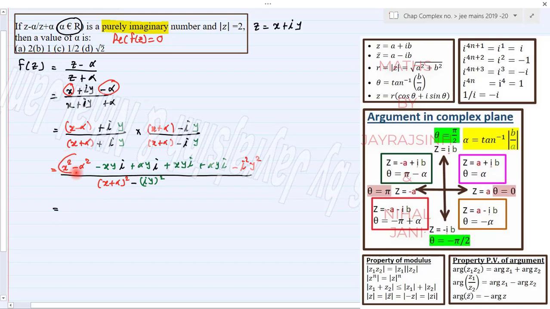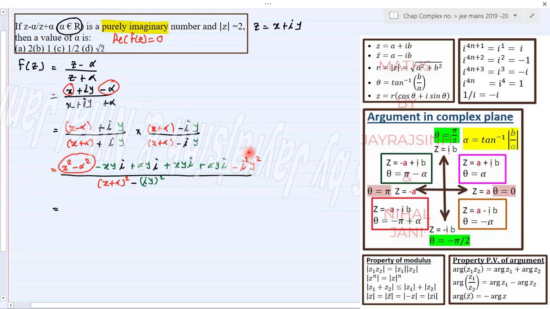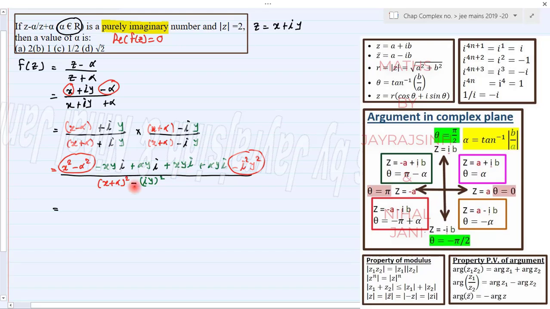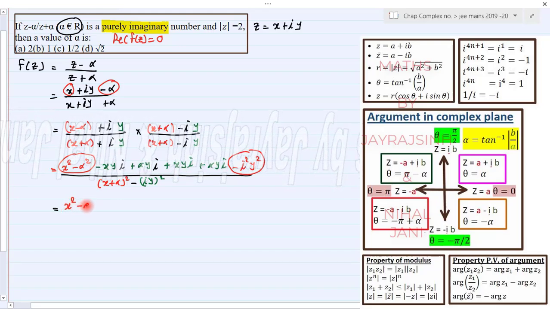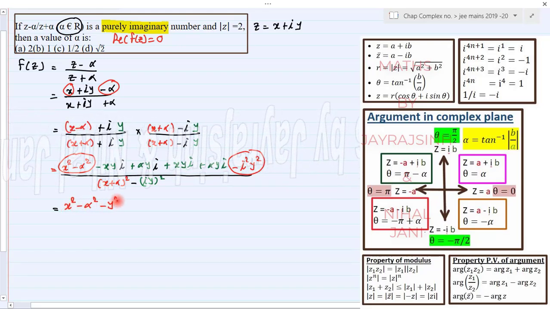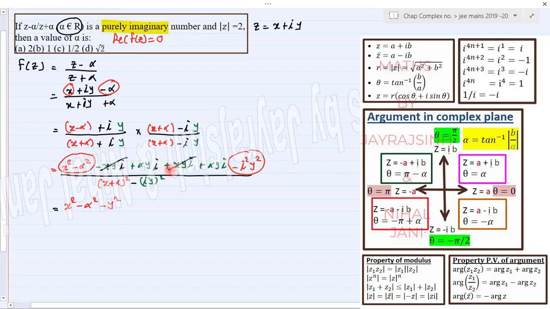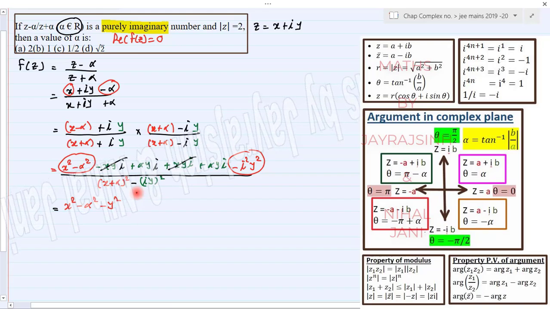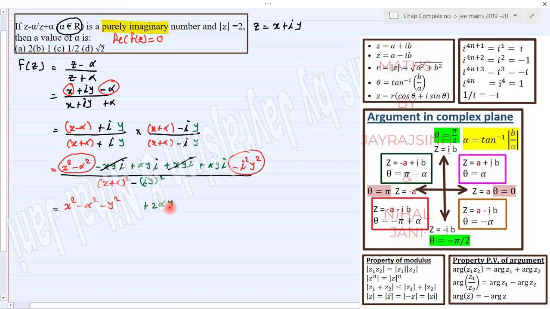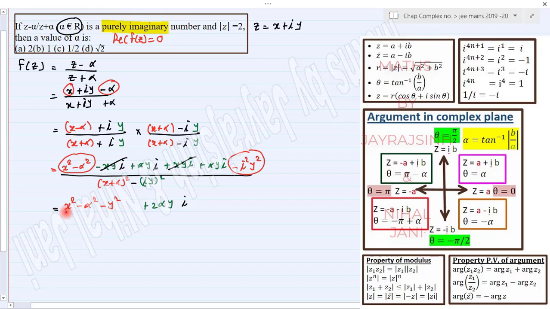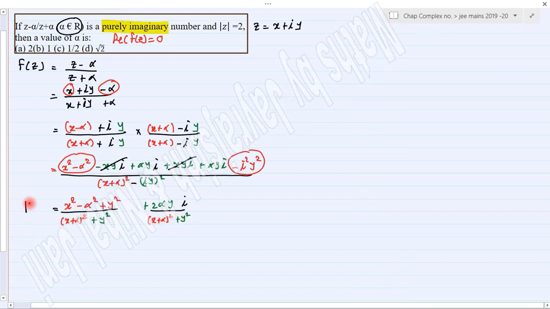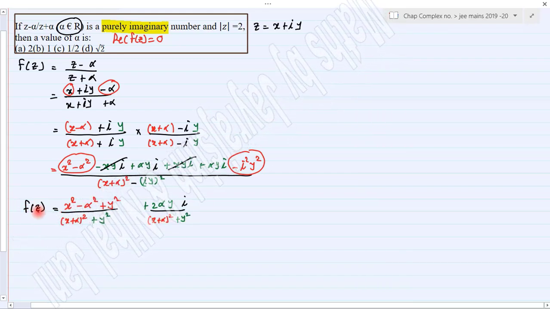So we get (x plus alpha) square, and your i square will be minus 1. So x square minus alpha square minus y square will be your real part, and minus xyi plus xyi will cancel out. We will get 2 times alpha yi as the imaginary part. Let's give the individual denominator, so we get the standard form of the complex function.